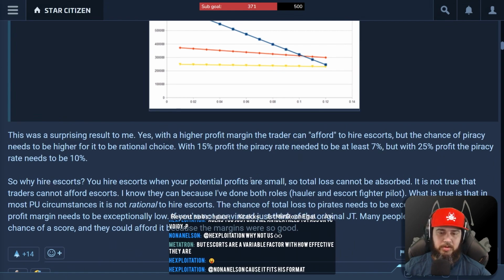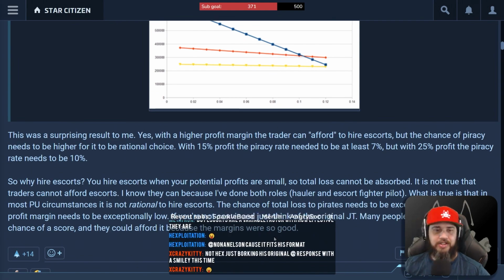You hire escorts when your potential profits are small, so total loss cannot be absorbed. It is not true that traders cannot afford escorts. I know they can because I've done both roles, hauler and escort fighter pilot. What is true is that in most PU circumstances, it is not rational to hire escorts. The chance of a total loss to pirates needs to be exceptionally high, while the profit margin needs to be exceptionally low. If you're not convinced, just think of the original jump town. Many people risk total loss for the chance of a score, and they could afford it because the margins were so good.